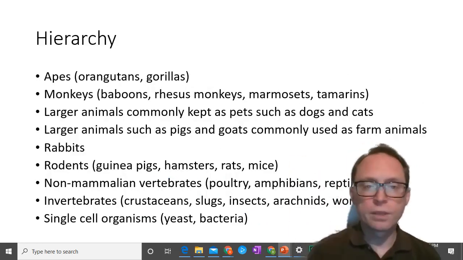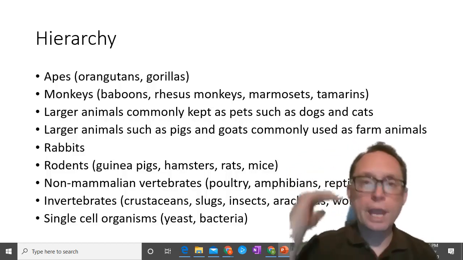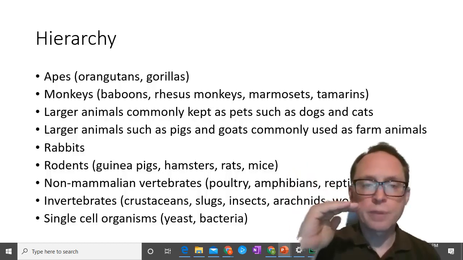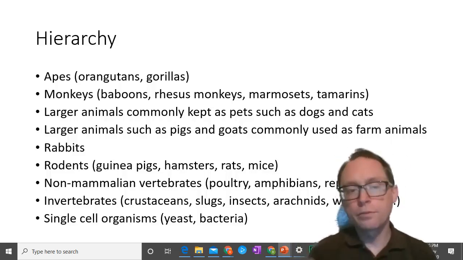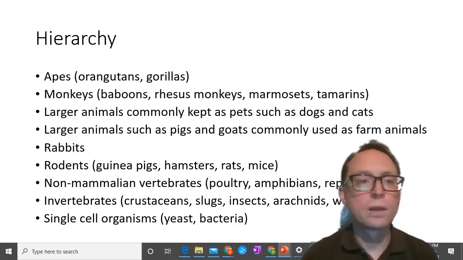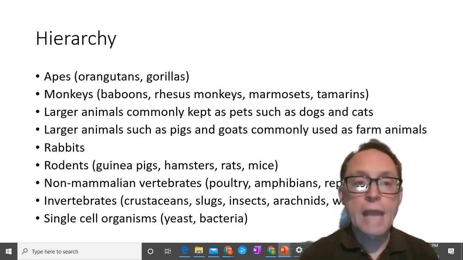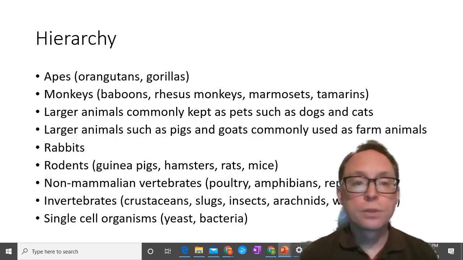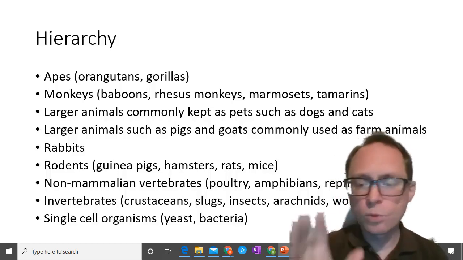They generally fit in the same list though. So with apes and primates at the very top, then monkeys, larger animals that are kept as pets, larger animals that are farm animals, then rabbits, rodents, non-mammalian vertebrates, then you get into invertebrates and single-cell organisms from there. So there is a hierarchy as to what you should use, even when you do have the option to use an animal. You shouldn't use an orangutan when you could use a pig, for example. All right, we'll talk a little bit more about that in just a minute.